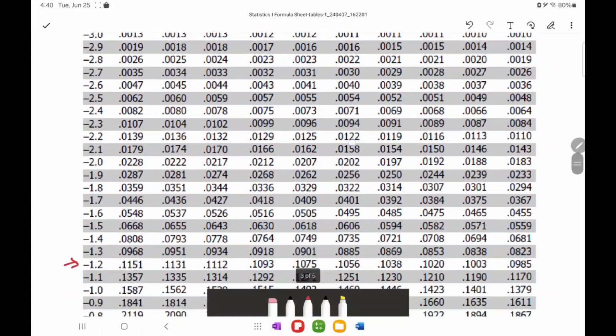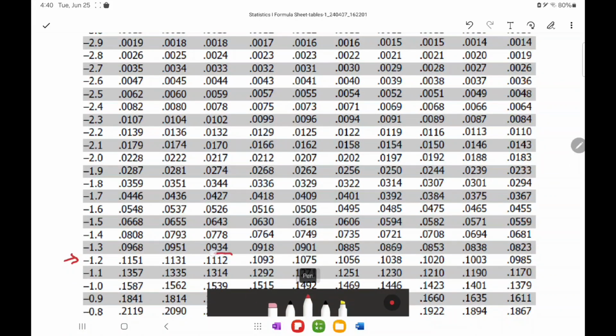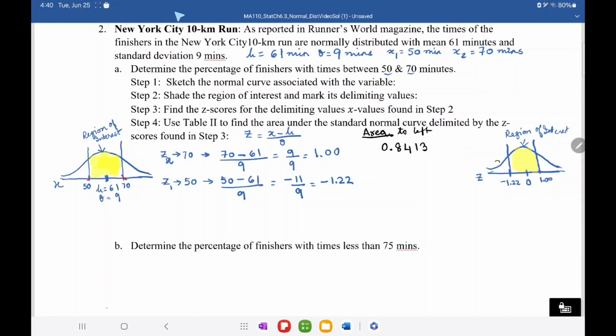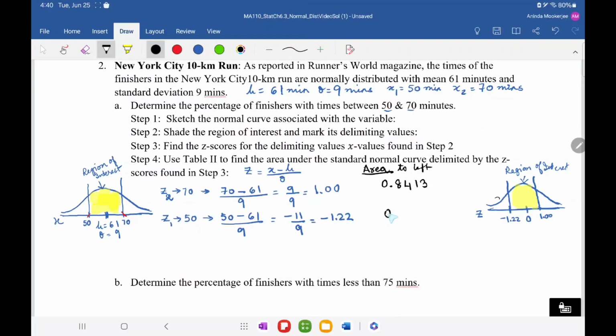So let's go down and pick up this value, 0.1112. So let's go back here and write 0.1112, and then you have to subtract. That's this area, right? So you have to subtract, and that's the common area, kind of. So we have to subtract the 0.1112 and we will come up with a value of 0.7301.